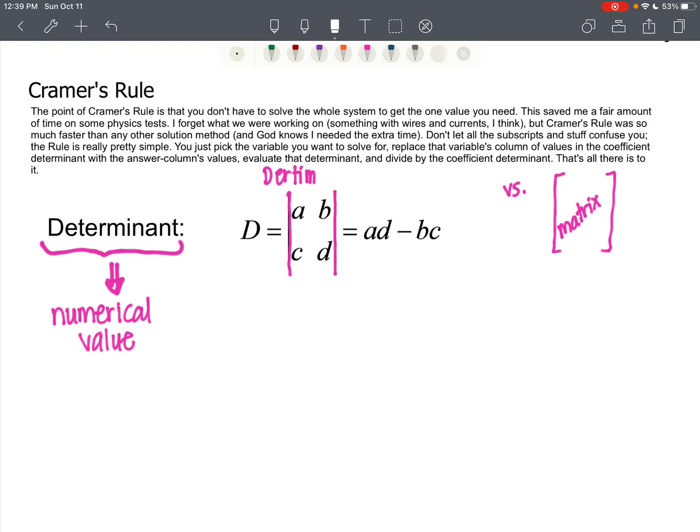Oh, yeah, I knew I was spelling it wrong. Let's try that again. Determinant.